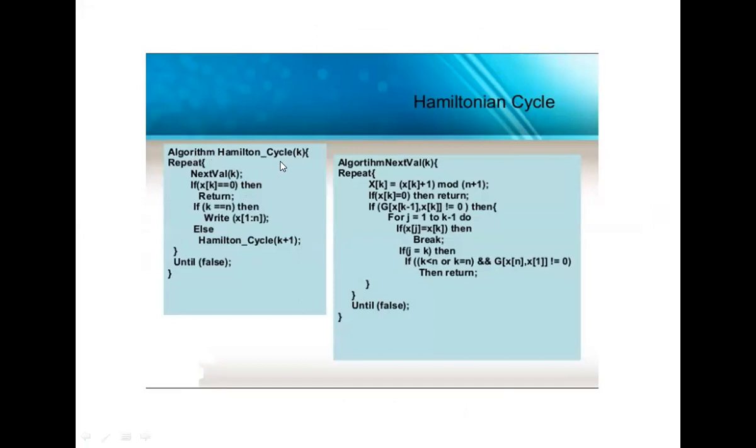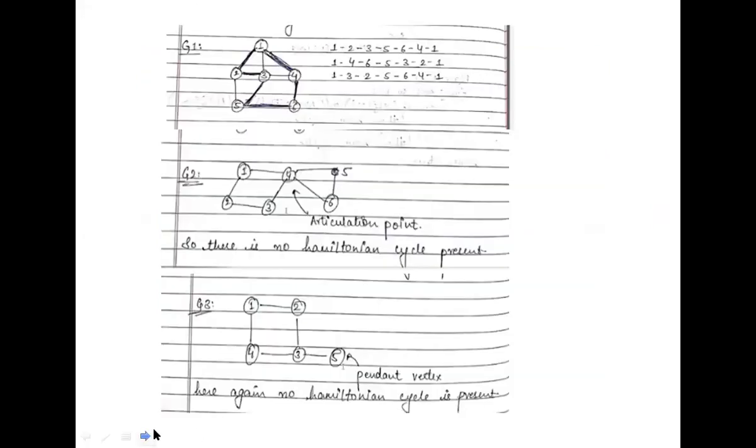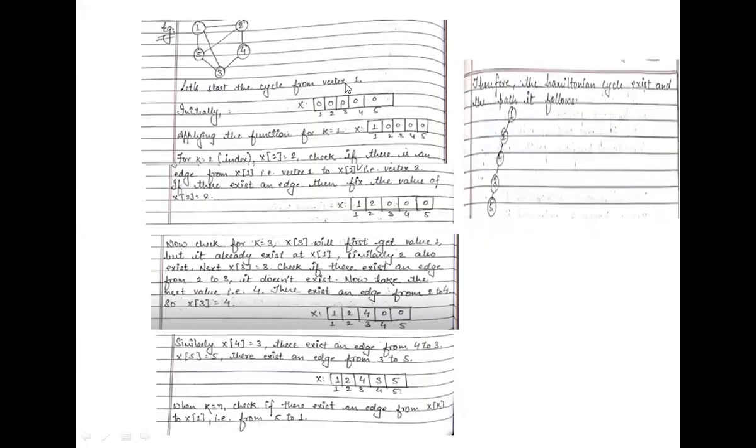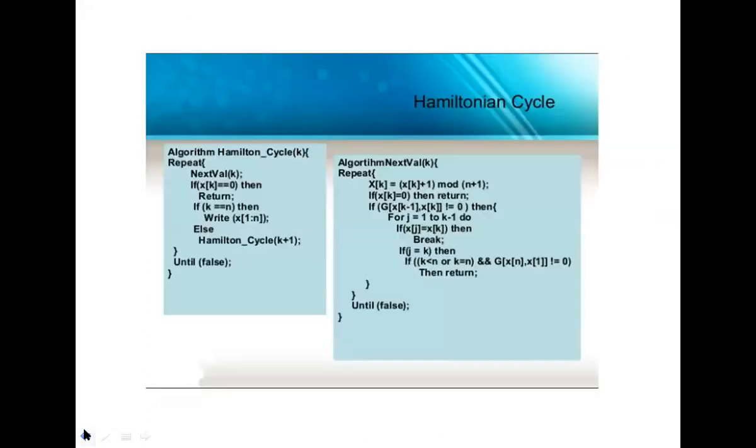See here, algorithm Hamilton cycle, repeat next value of k. Let's start the cycle. Initially, I am choosing the array containing all 0 nodes, so I am considering all is 0. So the array contains 1, 2, 3, 4, 5. As I already told you, you have to choose the first vertex here. So I am considering k equal to 1. The vertex is 1. So here the k value is 1.